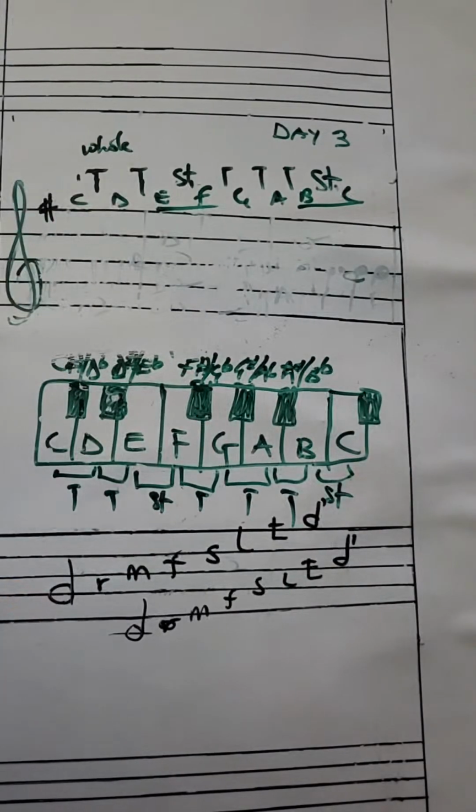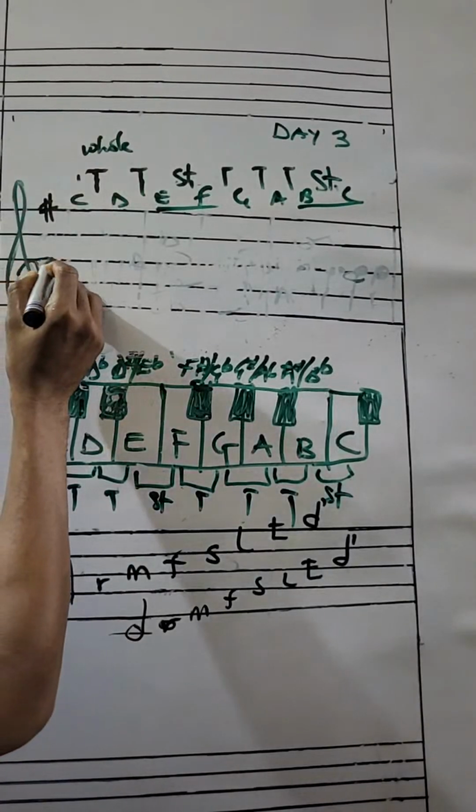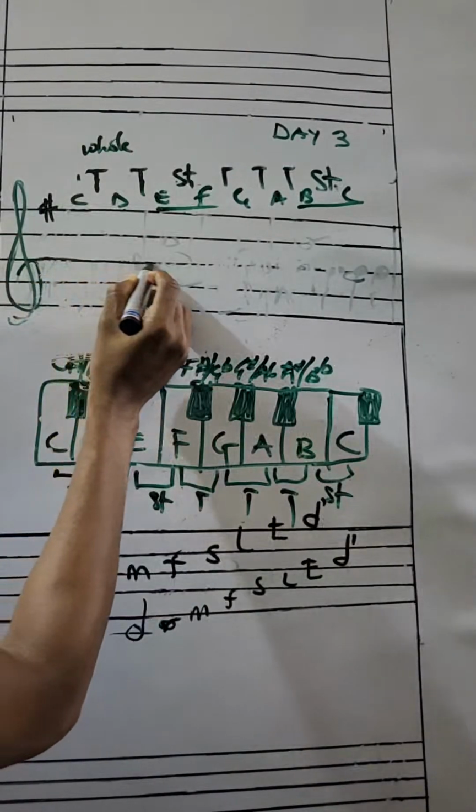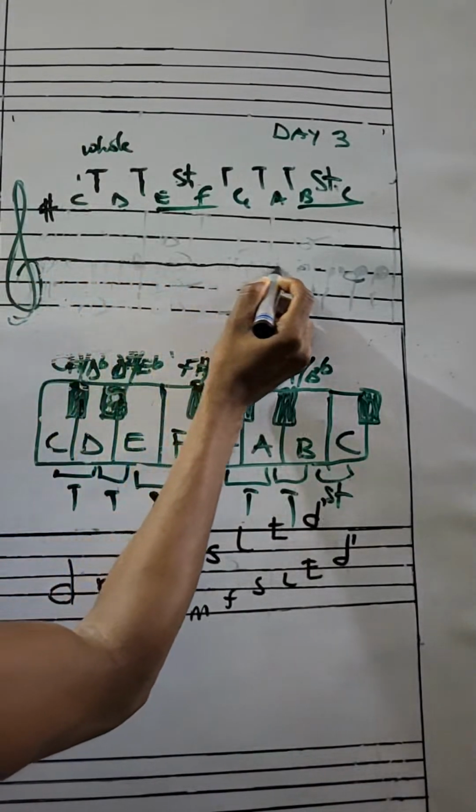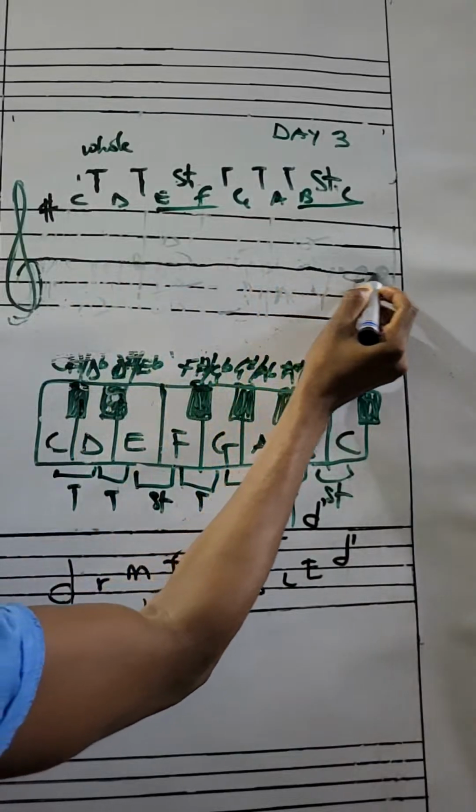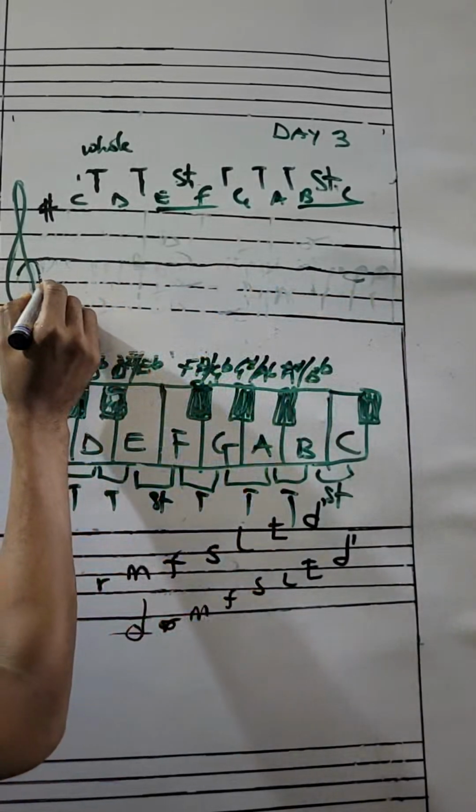Yes, the key of G has 1 sharp. Yes, key G has 1 sharp. You need to know key signature before you do anything regarding keys, right? And key G has 1 sharp, no doubt.